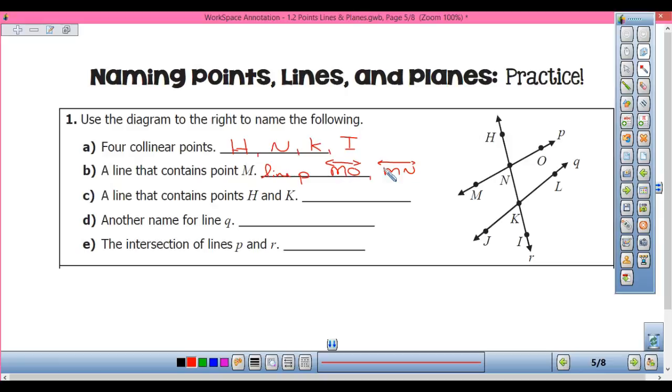Okay, what's a line that contains the points H and K? Come on guys, speak up, or it's going to be a long year. Yep, line R. How else could I name that? Yeah, we could just say line HK, you bet.